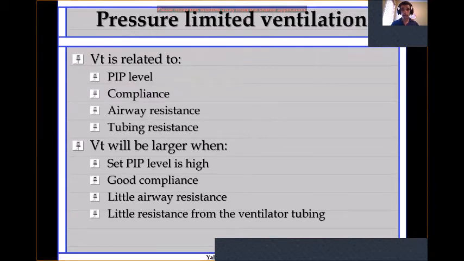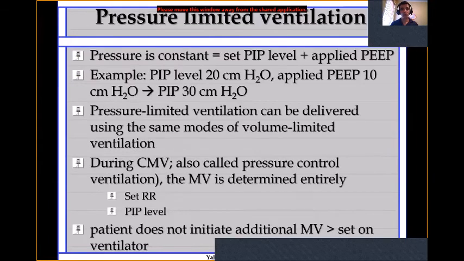So the tidal volume in pressure limited depends on the PIP, on the compliance, and on the resistance in the airways and in the machine. It will increase when the PIP is high, when you have good compliance, and when you have no resistance in the airway and no resistance in the machine. Again, the pressure is constant because it's pressure limited.